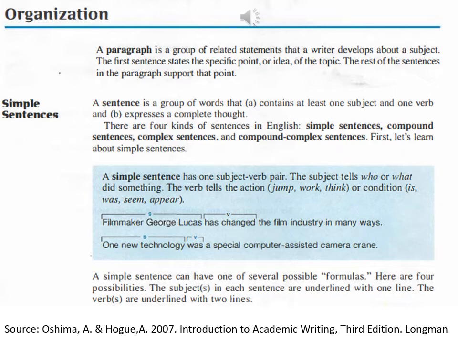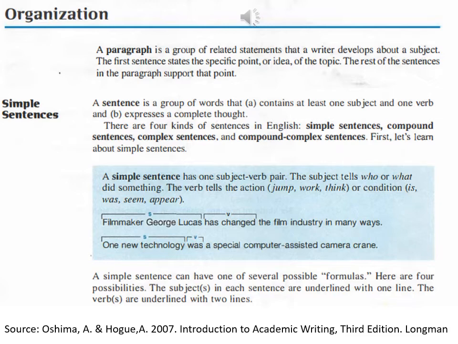First, let's learn about simple sentences. A simple sentence has one subject-verb pair. The subject tells who or what did something. The verb tells the action like jump, work, think, or condition such as is, was, seem, appear. There are 2 examples as follows.